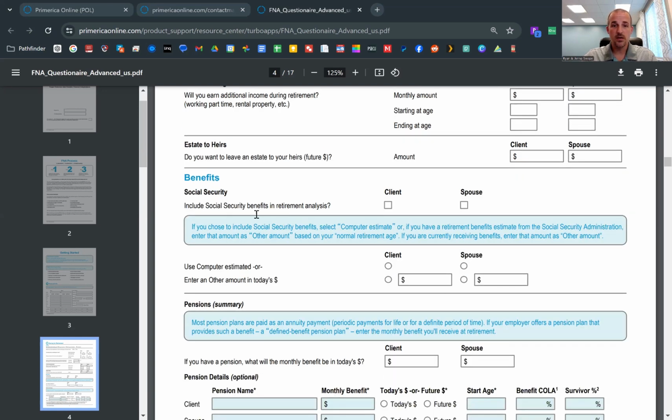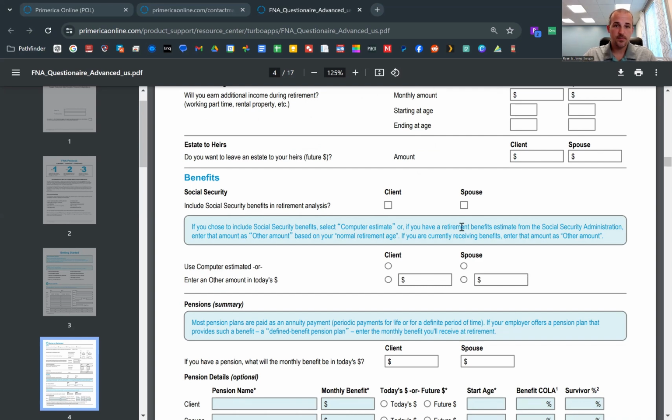Now, Social Security. Everybody has their own little take on how they do this. For older clients, upper 40s, 50s, 60s, you definitely, in my opinion, would include Social Security because they're probably already getting letters telling them roughly what their Social Security payout is going to be. So you should have some accurate numbers there that you can put in.